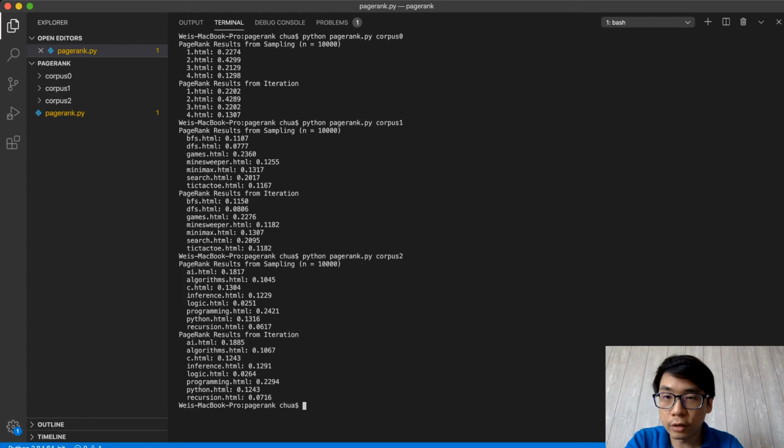If we look at corpus one, I think the margin is also very close, within the range of 0.01 or 0.00 something. As for corpus two, I think the margin is also quite similar, in the range of 0.01 to 0.0 something.